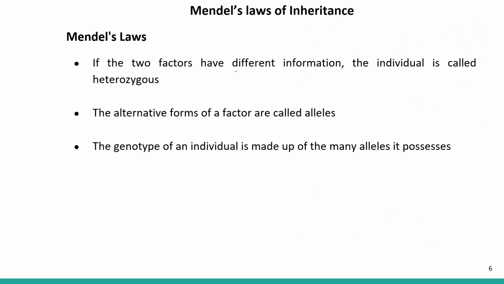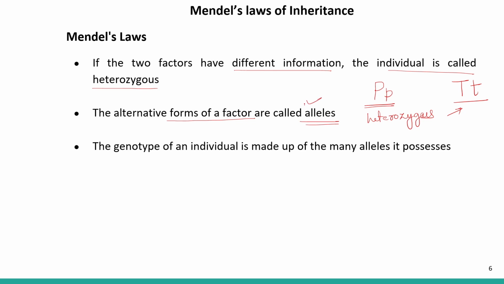If the two factors have different information, the individual is called heterozygous. So if it is having capital P, small p, then it will be heterozygous, as we have seen in one of the crosses of the purple and white flower, right? If we are taking the example of tallness, then it can be capital T and small t. Again, it is heterozygous.